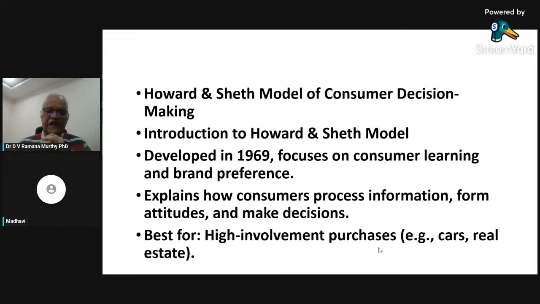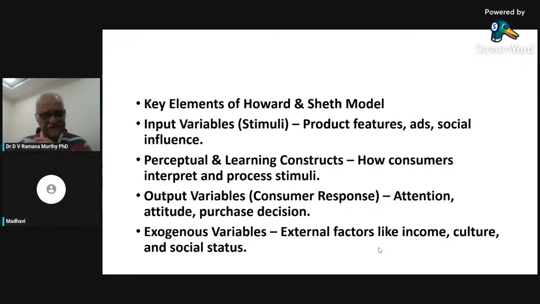You know what is meant by high involvement purchases, wherein the consumer takes a lot of time in the process of getting complete knowledge of the product, verifying the competitive products, offers and all that, and then takes a decision. For example, buying a car, or buying a plot or a house in real estate. Let's examine the key elements of the Howard and Seth model.